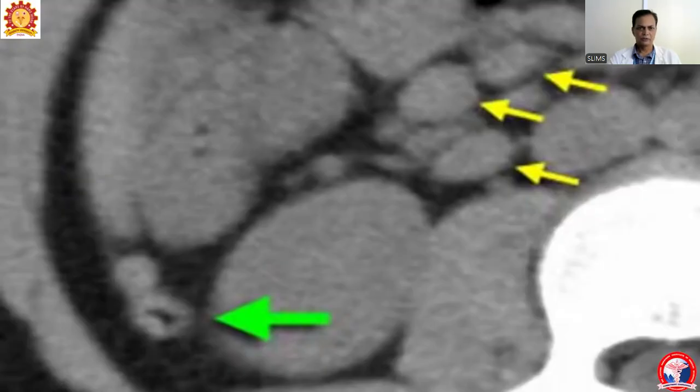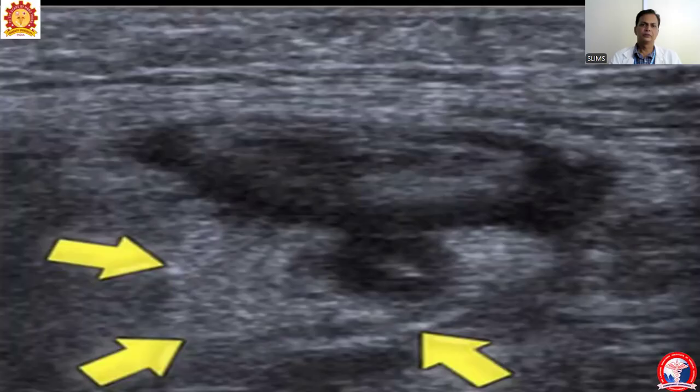Now here, a case of chronic appendicitis. We are seeing a thick-walled appendix with adjacent minimal fat stranding. What is important here is the draining lymph node area, where the lymph nodes are enlarged. Go to the next image.